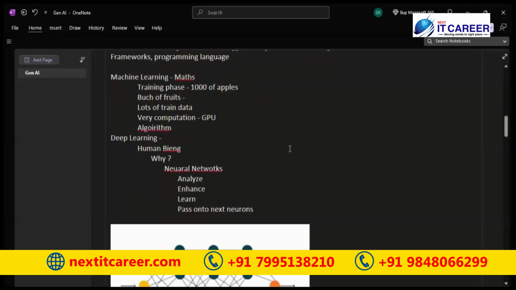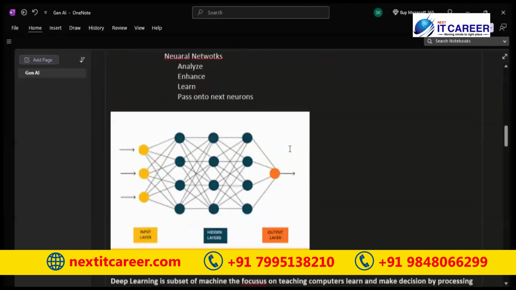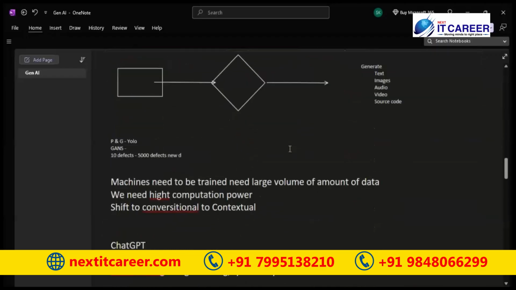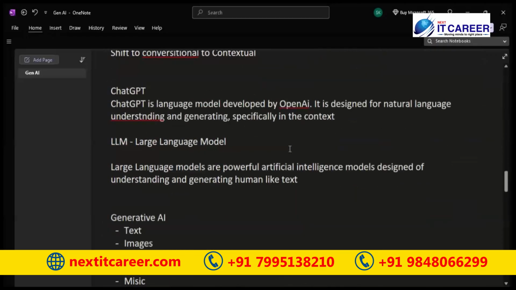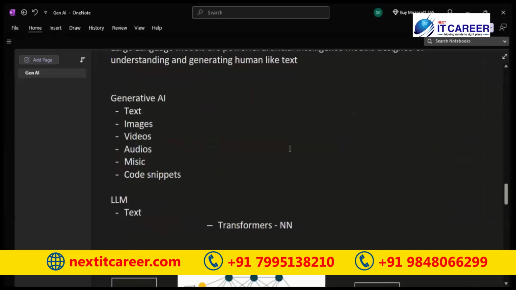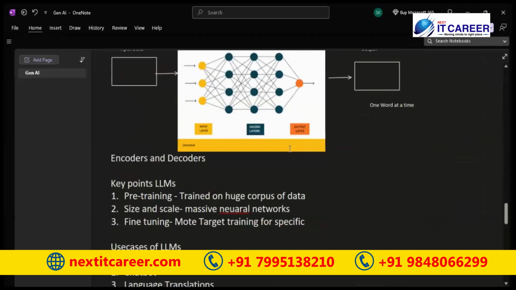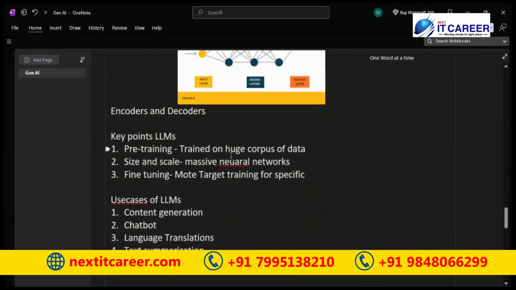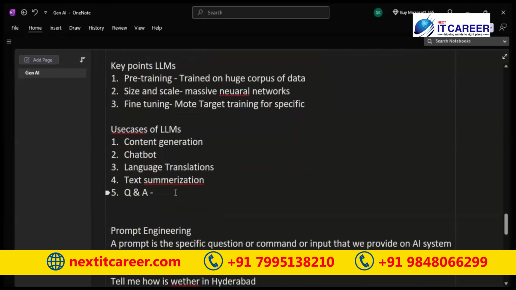What is machine learning, what is deep learning, neural networks, and definitions. What is the difference between conventional AI systems and generative AI systems? What is ChatGPT, LLMs, and the difference between generative AI and LLMs. What are encoders and decoders. The key points in LLMs: they are pre-trained models with massive neural networks, and fine tuning means we can train our new LLM on a particular target. We have seen the famous and important use cases that can be solved with LLMs.